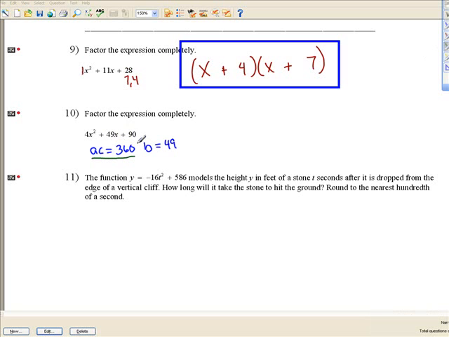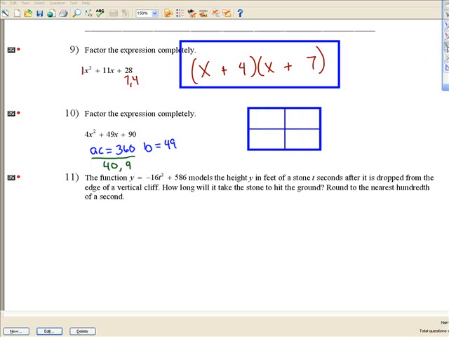I just have to figure out two numbers that multiply to 360 but add to 49. After some effort, I found 40 and 9. 40 times 9 is 360, but 40 plus 9 is 49. With those two numbers, I can go ahead and set up my little area model and find the factorization here.